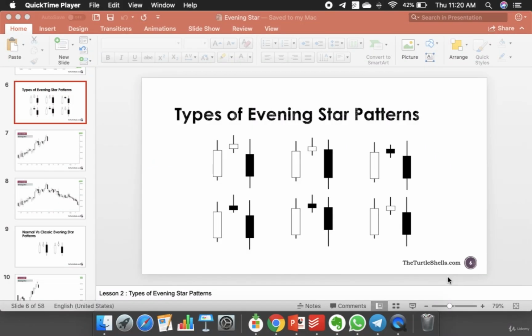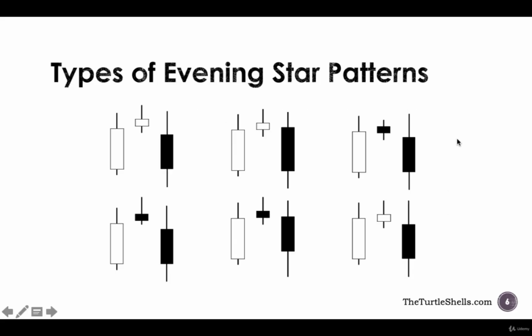All right. Now let us have a look at the different types of evening stars. So let me reiterate the conditions of an evening star. It comes after an uptrend. The first candle is a tall white real body. The second candle is a spinning top or a small real body. It can be black or white, it doesn't matter. But it should gap away from the first white real body.